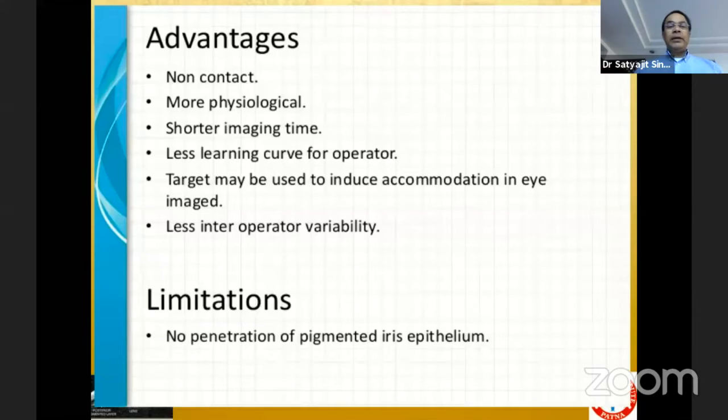The advantages are it is non-contact, it's more physiological, it has shorter imaging time, there's less learning curve for the operator. The target may be used to induce accommodation in the eye imaged, and there is less inter-operator variability.